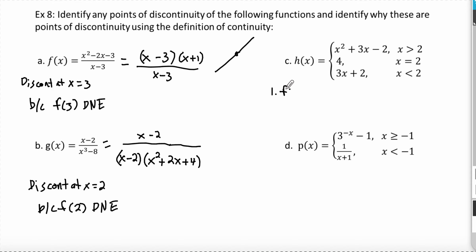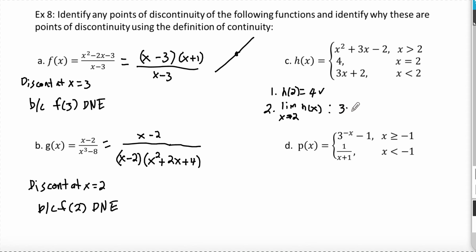Does h of 2 exist? Well, h of 2, if I plug in x equals 2, there's the rule, it would be 4. So h of 2 does exist. Okay, that's fine. How about the limit? We can check the limit as x approaches 2 of h of x. So if we're going to check the limit, we need to check the left and the right-hand side. We don't care what happens at x equals 2, just the left and the right-hand side. So let's see if those things are going to be equal to each other.